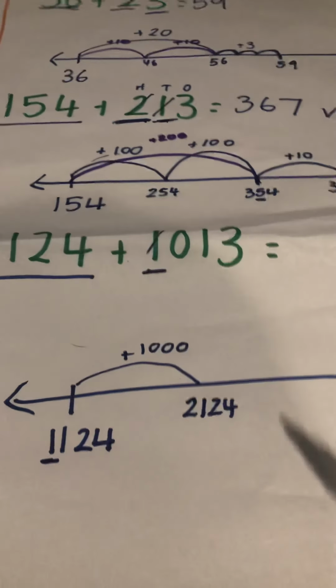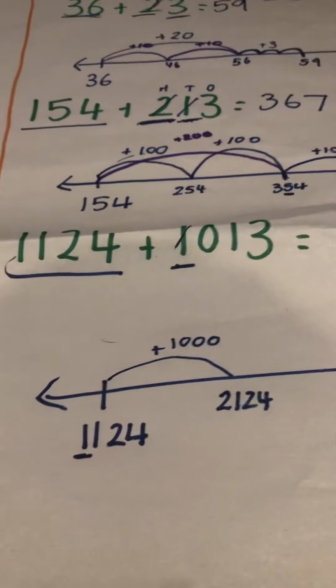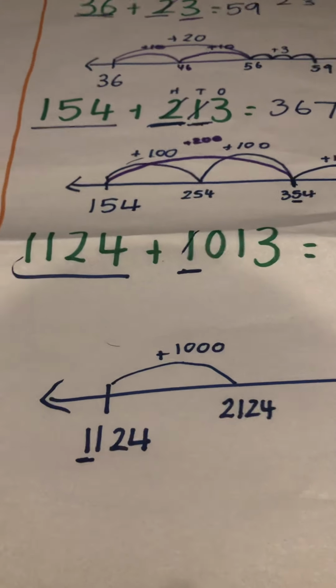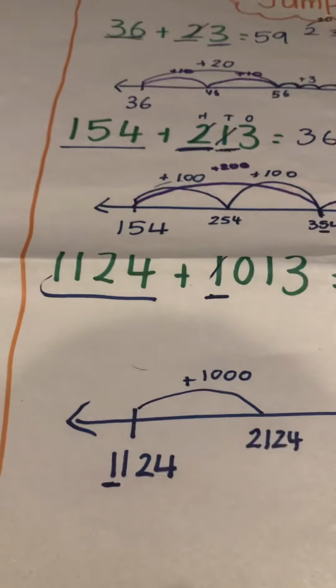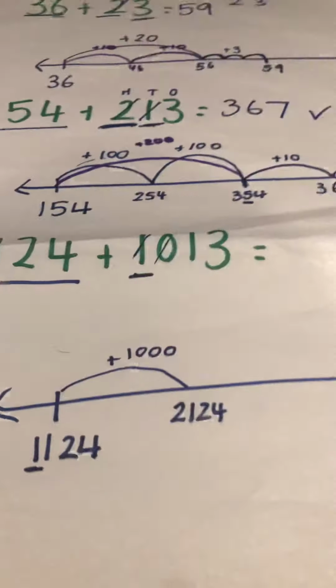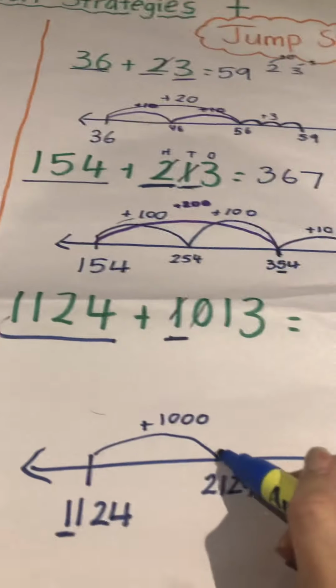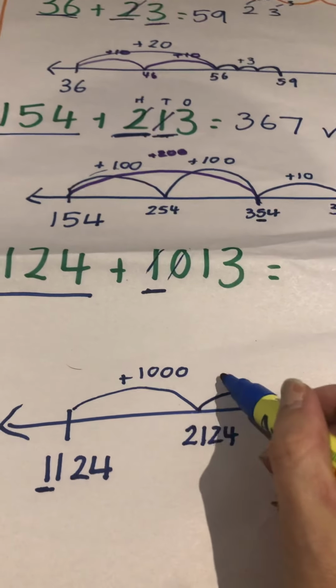Okay, now I'm going to add on 0. Do I have to do anything for that? No. Okay, the number still stays the same when you add 0. So you don't even need to do a jump for that one. Okay, so I've done that. Now, that one there represents 10. Okay, so I'm going to do a jump and write plus 10.